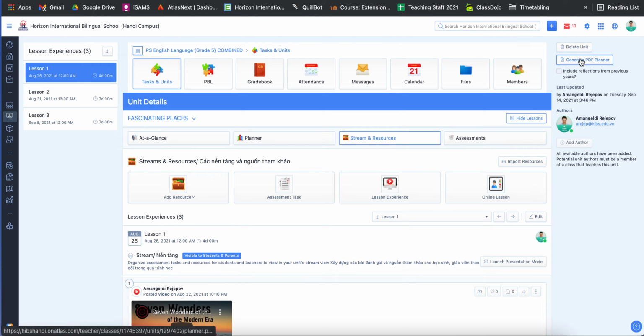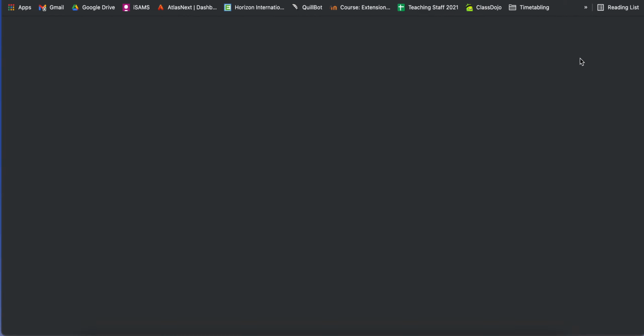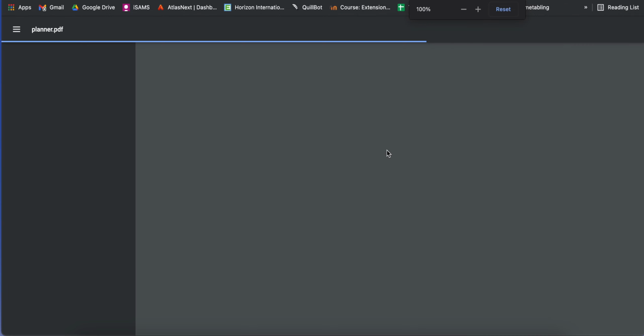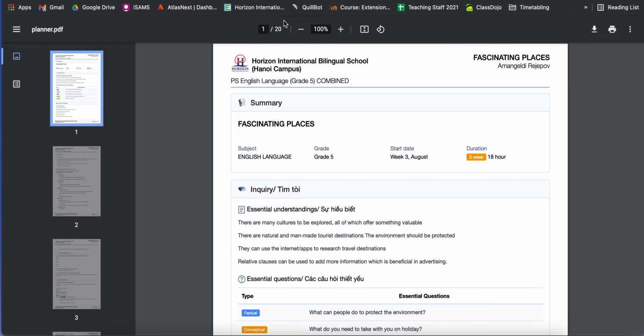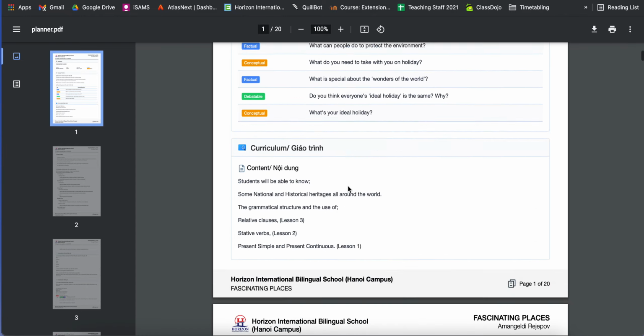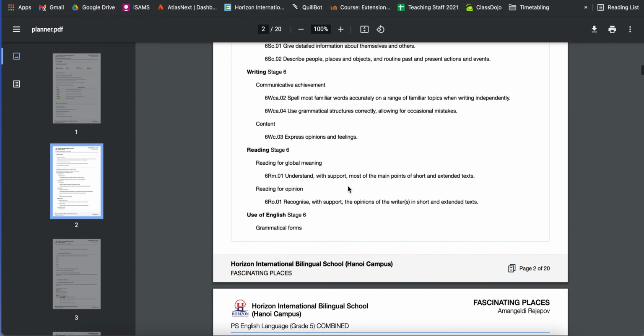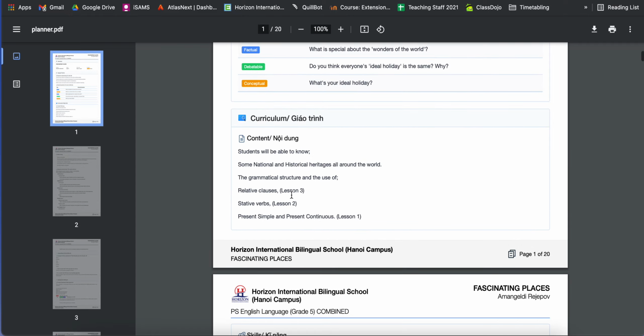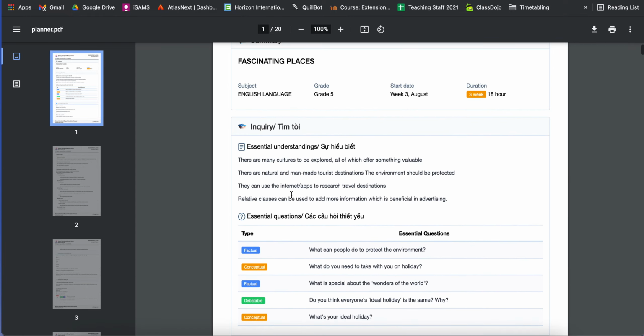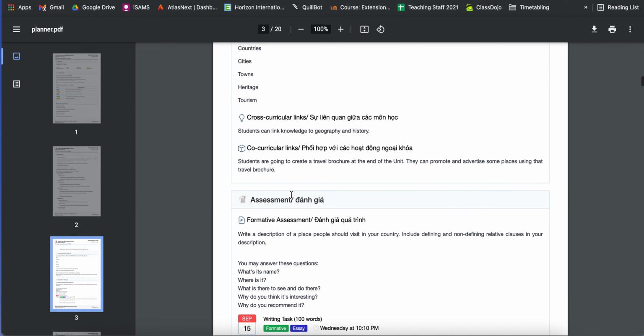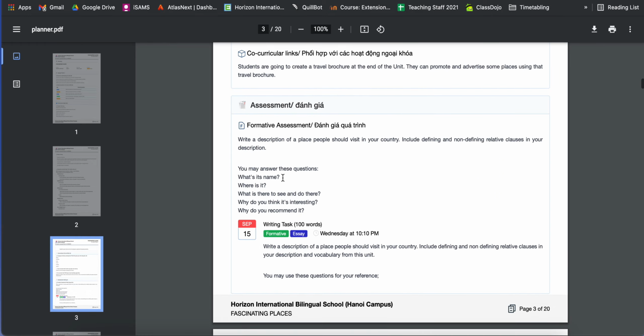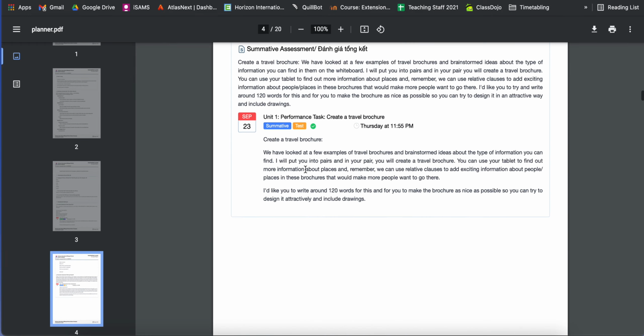For instance, if we generate the unit planning, we can see a 20-page planning. It will be useful for us for the next years as well. Here, these are our big dots, big questions that we have answered before the lesson starts. And even if we have assessments here and so on.